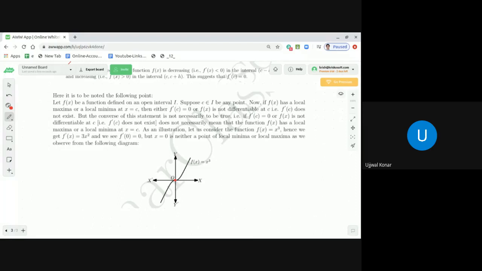One example is evident here, f(x) equal to x cube. If you differentiate f(x) equal to x cube, f dash x becomes 3x square, and at the point 0, you get f dash 0 is equal to 0. So at 0, we see from the graphical representation, the function neither has a maximum value nor a minimum value, despite having f dash 0 equal to 0. So it proves that the converse is not true. Correct? This is a very important observation.